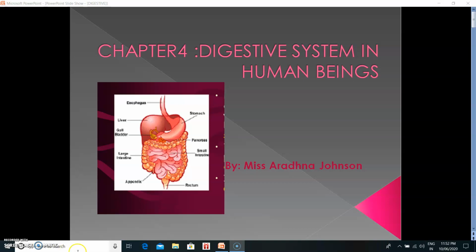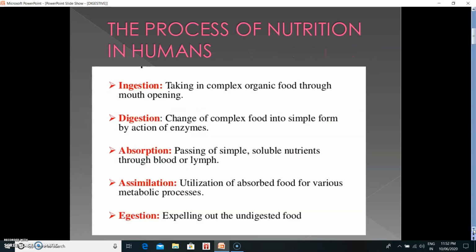system. Okay? Now, the first question comes, what is a digestive system? Right? So the digestive system is a system in which you break down the food into simple substances that can be easily absorbed by the body. Now what you are absorbing is the nutrition in your body. So how do you absorb the nutrition? Through a process of nutrition.